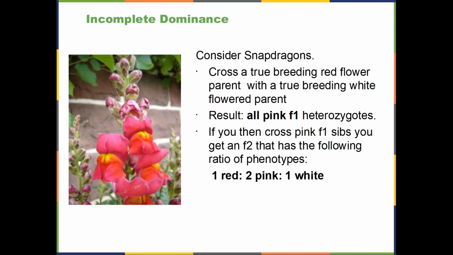All right. So in order to get a red snapdragon, you've got to have 2 dominant red alleles. In order to get a white, you have to have 2 white alleles. And to get pink, you just have to have a combination of the 2. So in other words, the homozygous are red and white, and the heterozygous are pink.